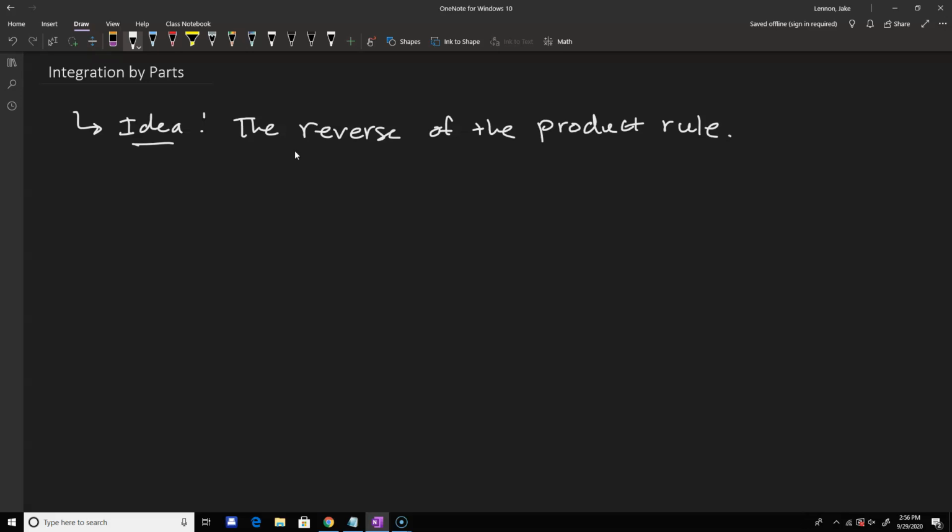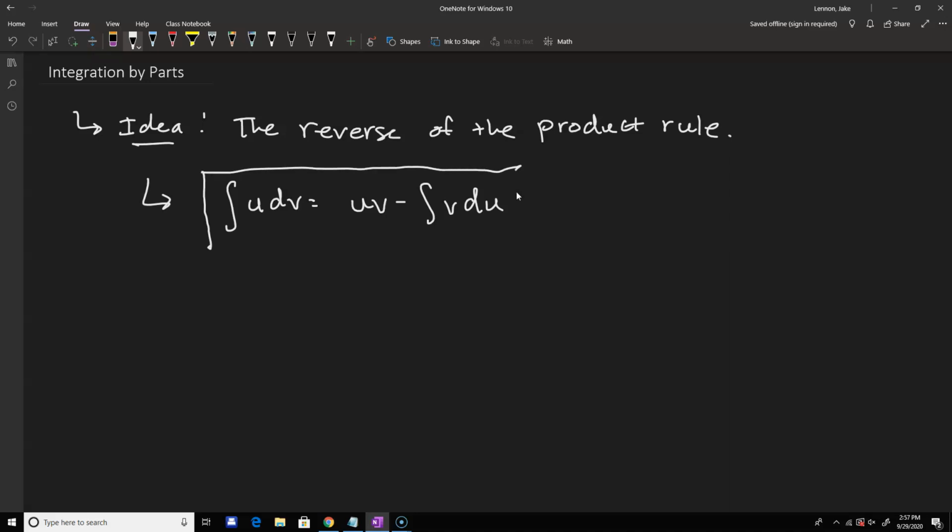And it takes a little practice to see what we want to pick, but the main formula here is that if you have something set up as the integral of u times dv, this can be rewritten as uv minus the integral of v times du. And I'll show you some examples with why this is the case, and then maybe at the end we'll talk about why this formula is true. But in order to actually use the formula, you don't really need to see the proof.